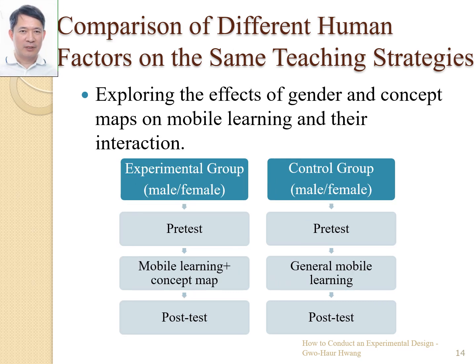Of course, we can also consider human factors and different teaching strategies simultaneously. For example, the experimental group uses mobile learning with concept maps, while the control group only has general mobile learning without concept maps. However, we also want to know whether such a new intervention will have the same results for boys and girls. So we divided the sample of the experimental group into half boys and half girls, and the control group was also divided into half boys and half girls. In this way, we can perform all two-factor analyses.